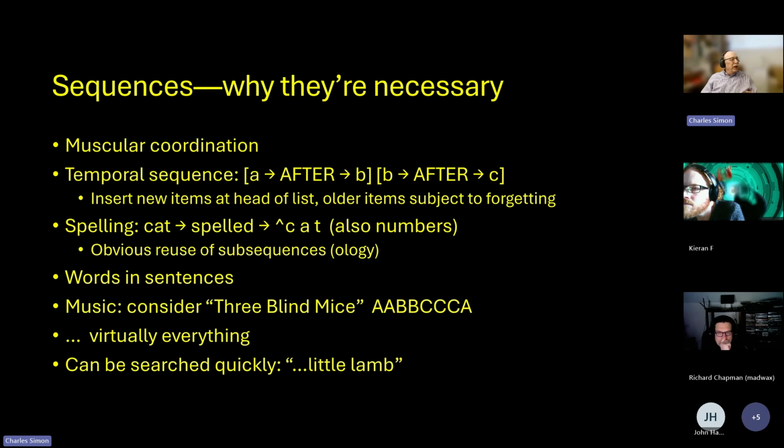And so the next thing on this list is spelling. That cat is spelled C-A-T. Of course, you have to be able to remember numbers as well and things like that. But the spelling only makes sense in terms of the order of the letters. And also, of course, we have words that have multiple occurrences of individual letters, and that has an impact on the structure that there has to be too.